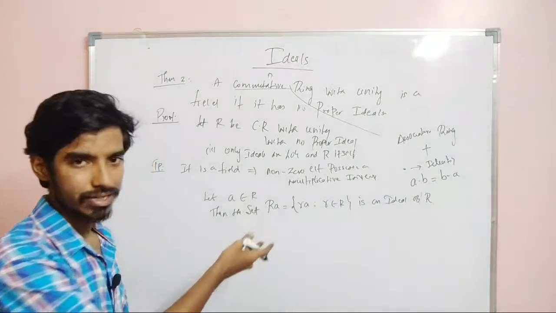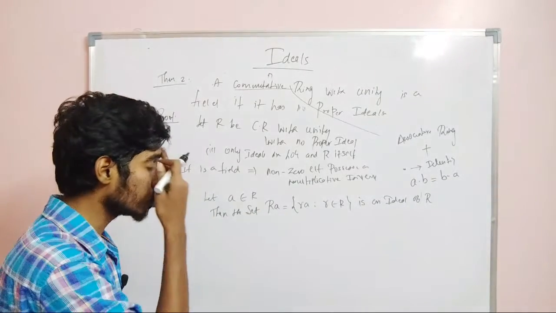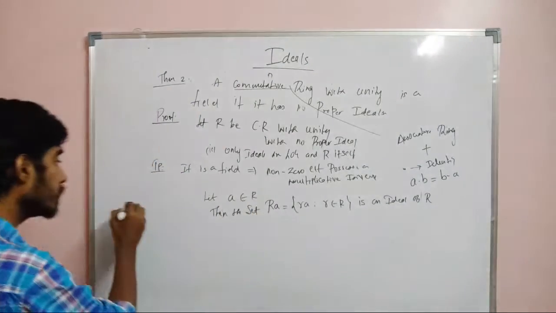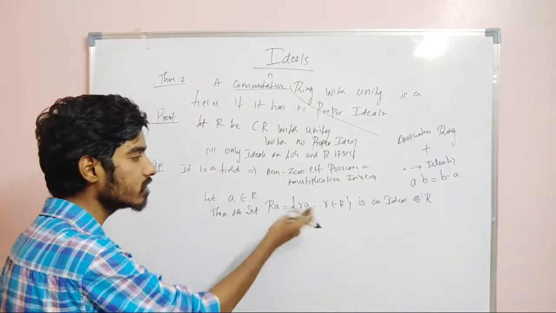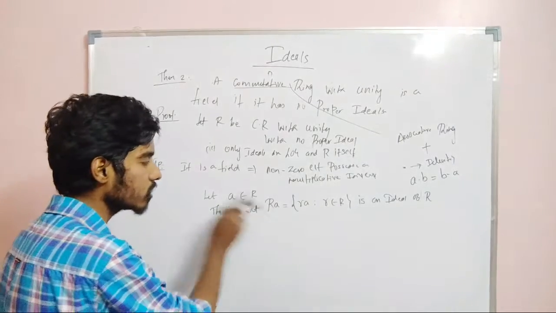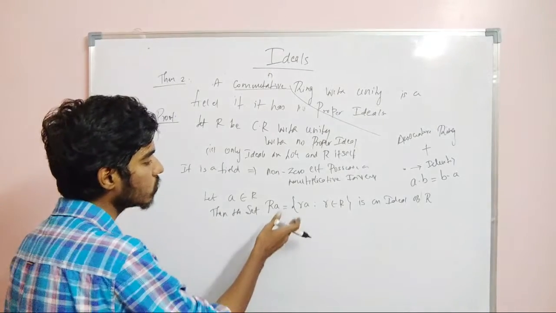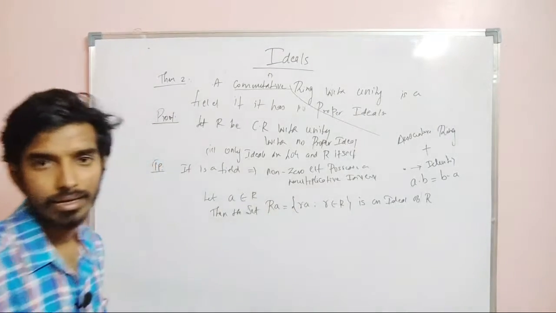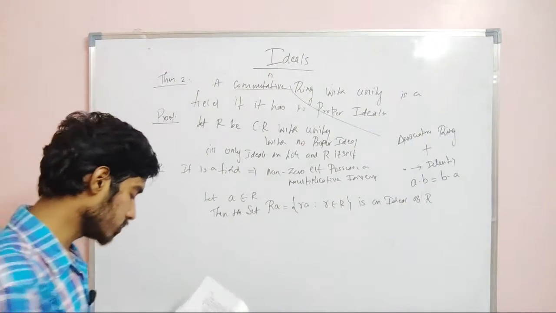That means you just show that it's a subgroup with respect to addition. For showing the subgroup, it is enough to show that AB inverse belongs to RA. I mean, we show it is a left ideal as well as a right ideal. So this set will be an ideal, right? It is a very easy task to prove that this set is an ideal. Therefore this is an ideal of R.